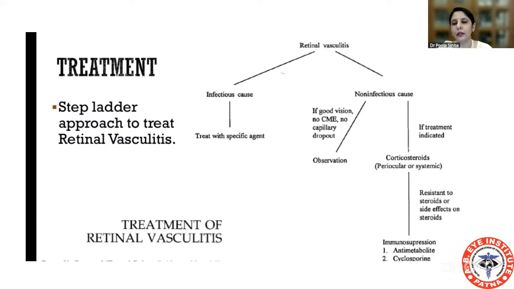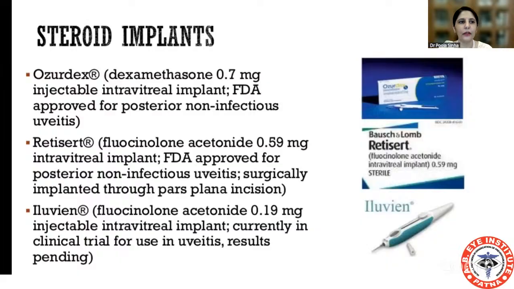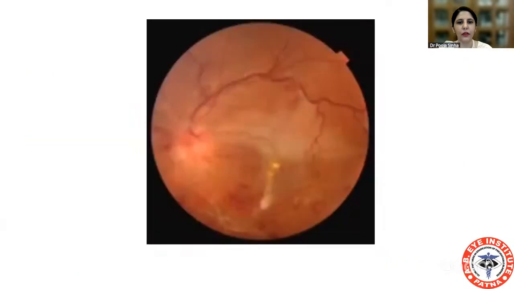And non-infectious causes are prudently treated with corticosteroids. They could be periocular or systemic. And if they're resistant to steroids, then immunosuppressives have to be used. Steroids are the mainstay. Start with a high dose of corticosteroids and taper according to the clinical response. And these are the steroid implants, the Ozurdex, the Retisert, and the Iluvien, which are most commonly used.